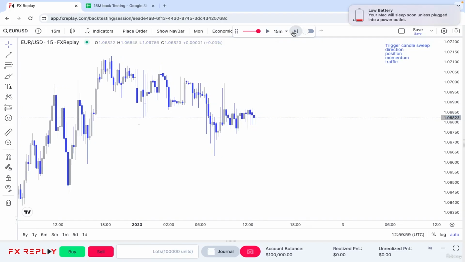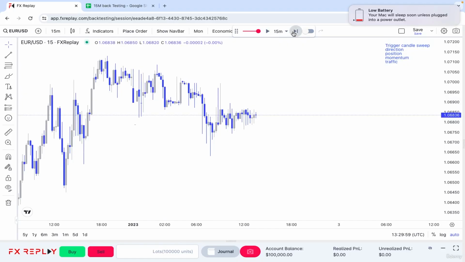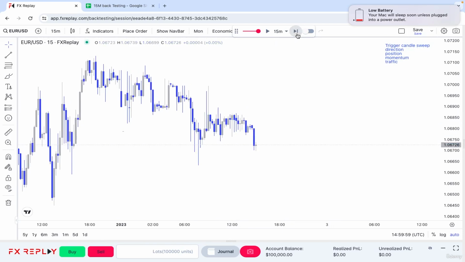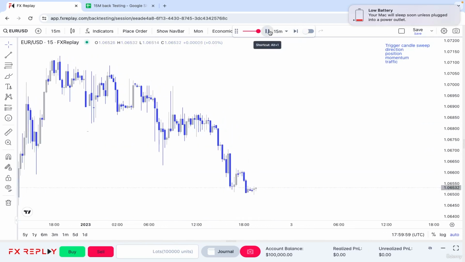Not liking this price action. It's very choppy, as you can see. No real direction. And what time is that? 1:15. So 1, 2, 3. That's it for that day. I'm going to quickly shoot to 7 AM the day after.